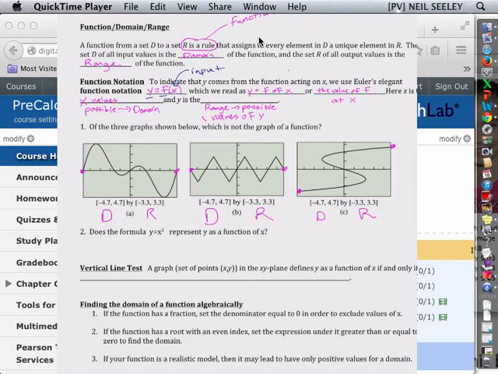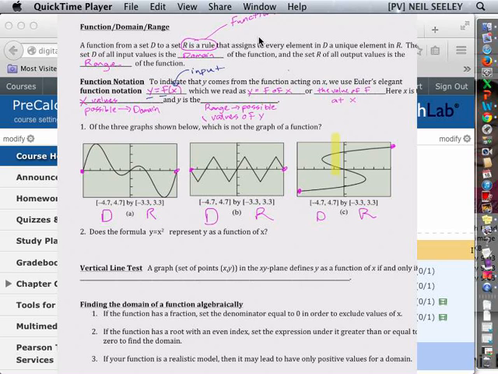But not all of them are functions. So of the three graphs shown below, which one is not a graph of a function? Anyone want the Cupid doll on this one? You name it. Is it A, B, or C? I heard it. You got it. C.